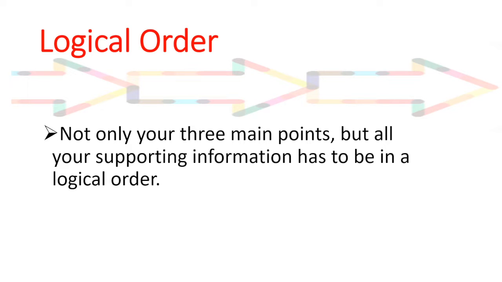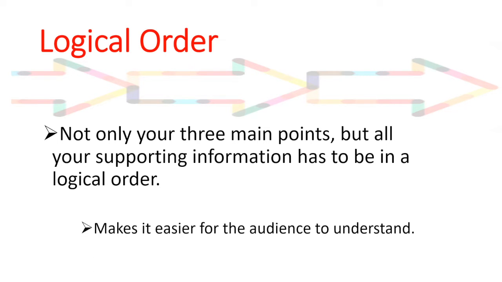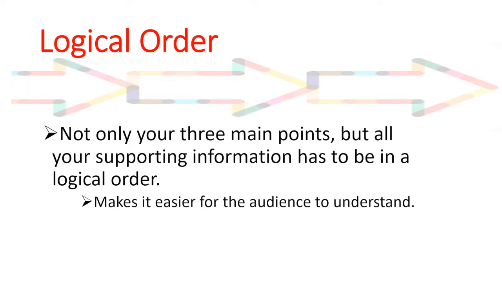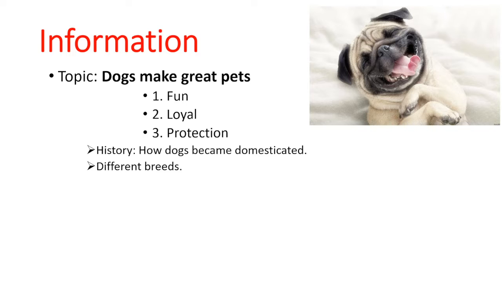Now, sometimes it doesn't really matter too much, but sometimes it's very important and it makes it easier for the audience to understand. And any little thing to help the audience understand can make it a better presentation. Let's look at this simple example. Maybe your topic is dogs make great pets, and you thought of your 3 main supporting details. They're fun, they're loyal, and they protect you, and that's what makes them great pets.